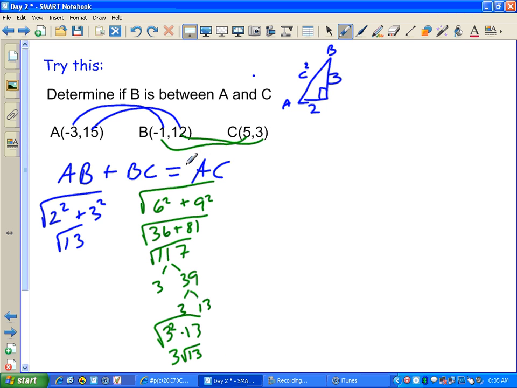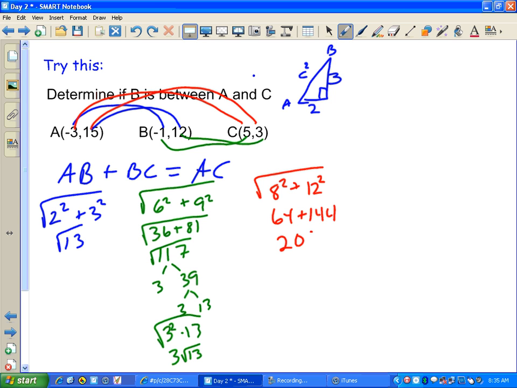Finally, I need to do AC. The difference from A to C in the x value would be 8. From -3 up to 5: -3, -2, -1, 0, 1, 2, 3, 4, 5. That's 8 spots. So 8 squared. To get from 15 to 3, that's a difference of 12. So 64 plus 144, which would be 208.